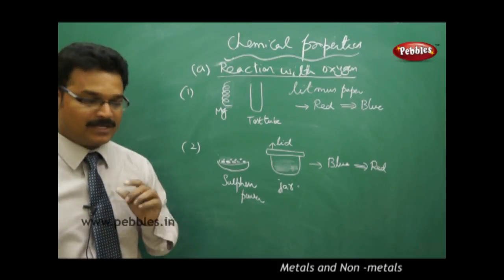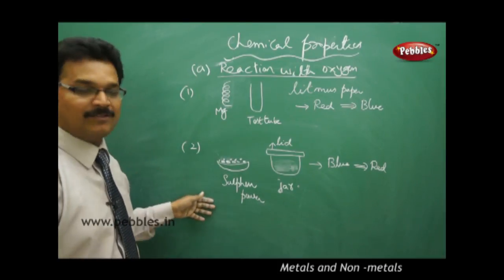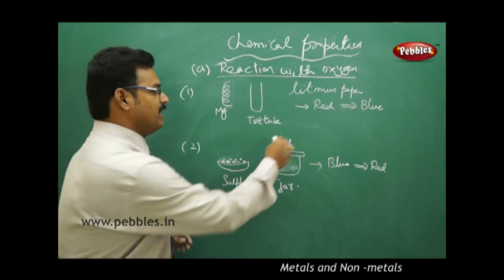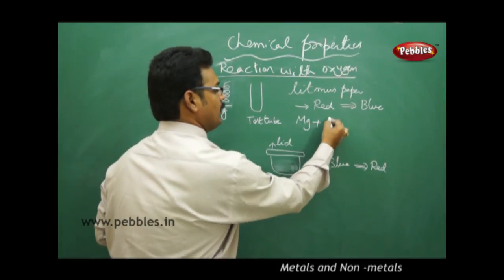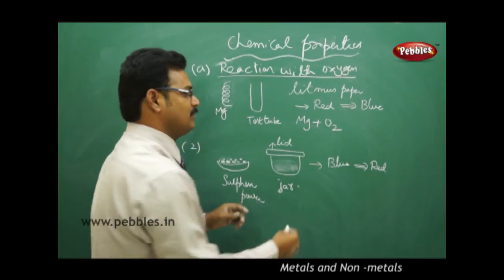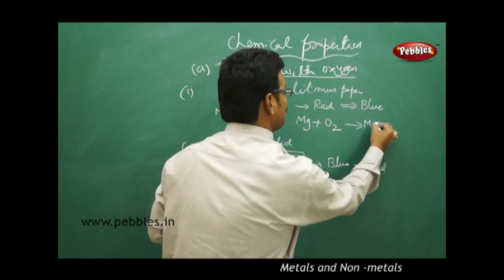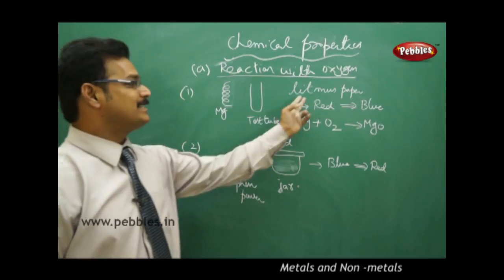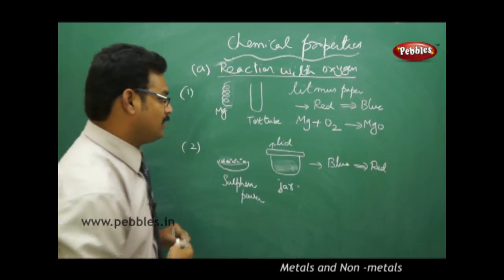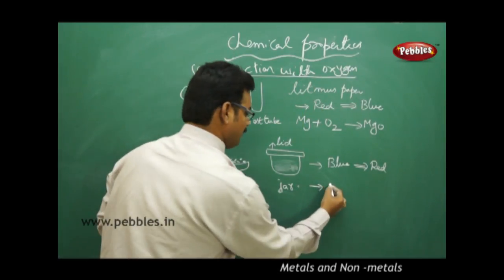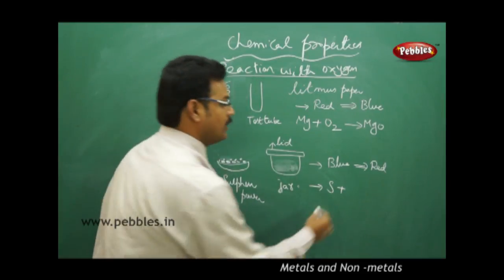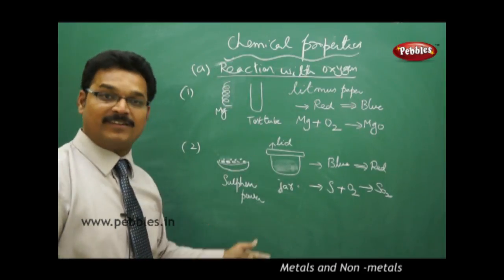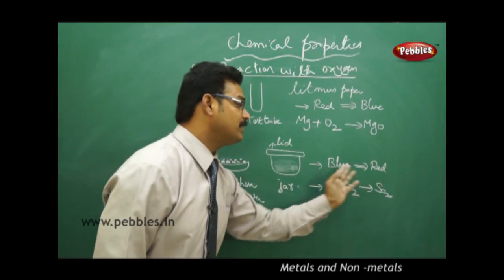Why? Because magnesium and sulfur both interacted with oxygen. Magnesium reacts with oxygen, becomes magnesium oxide, which changes the color of the litmus paper. And here, sulfur reacted with oxygen, becomes sulfur dioxide, and this sulfur dioxide changes the color of the litmus paper.